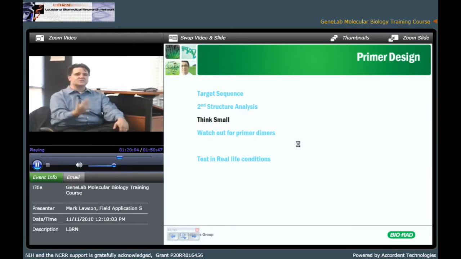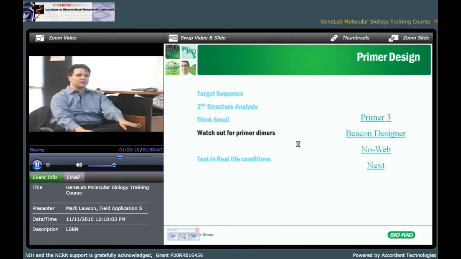And that's additionally why we don't need these long holds. You don't need 1 minute at 72 degrees. You don't even need 72 degrees at all. Okay? Watch out for primer dimers. You need to make sure that you've used software to check for the presence of interactions between your primers. When they form, they tend to be very high efficiency, and they outcompete the specific products.